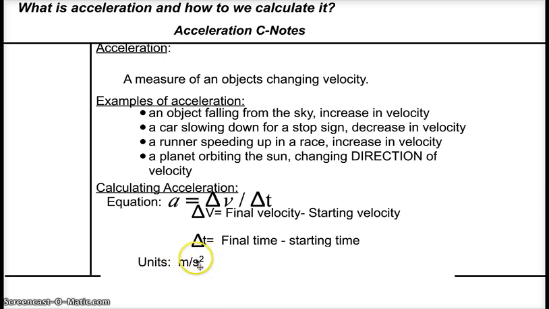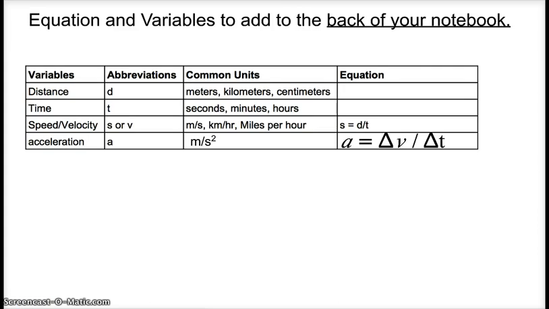Okay? So go ahead and copy this down and then go to the back of your notebook. In the back of your notebook, you should already have this copied down. If you don't, go ahead and copy it now. But we're going to start making a running list of all of our different variables and our abbreviations and our units and our equations, because from here on out, we're going to keep getting more and more equations.